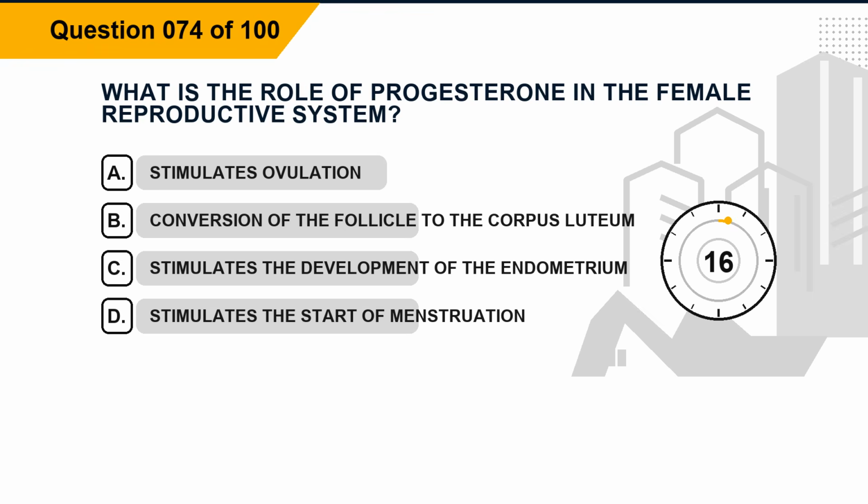Question 74. What is the role of progesterone in the female reproductive system? Option A, stimulates ovulation. Option B, conversion of the follicle to the corpus luteum.